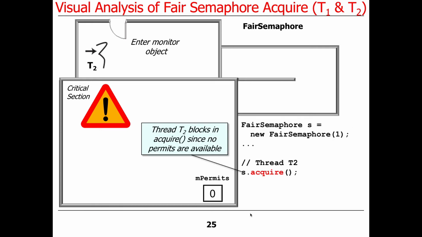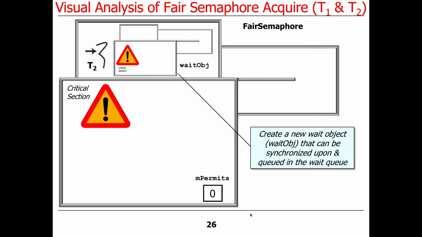All right, now let's say, for sake of argument, that thread has got the semaphore acquired, and now thread 2 comes here, and it tries to acquire the semaphore as well. Now things are going to get a lot more interesting because the count's 0, so we have to queue this thing up somehow. So what's going to happen here is we're going to have to create a new wait object, which I'm going to call wait obj.